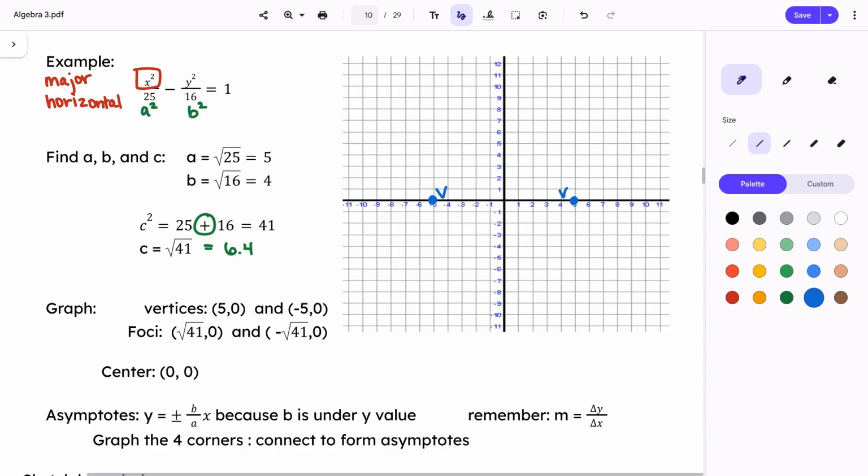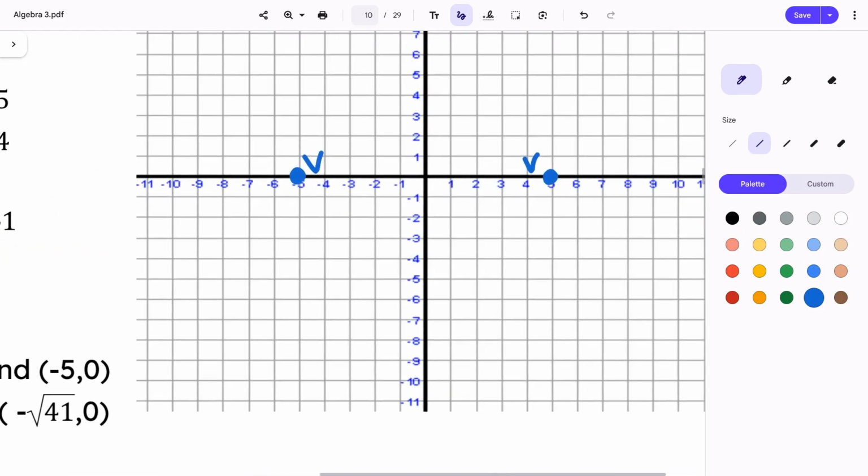Now remember, on an ellipse, the focus points always came before the vertices did. A hyperbola is different. The focus points are going to come after the vertices. So we're saying that our C is 6.4. So I'm going to go on my graph here to 6.4 and graph those points. You can see how they're going beyond where my vertices were.